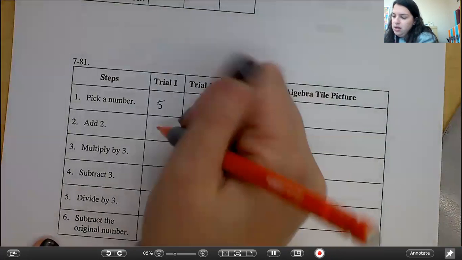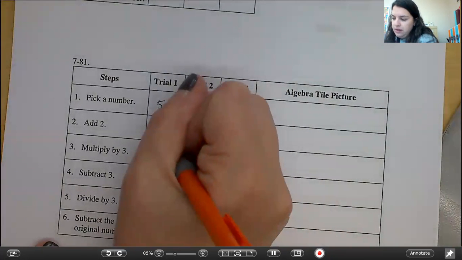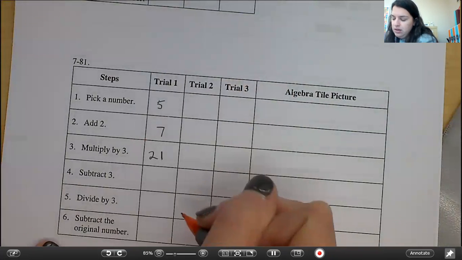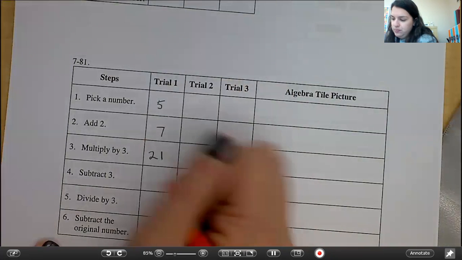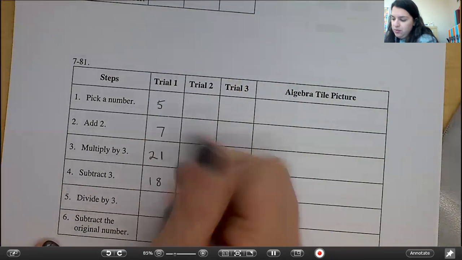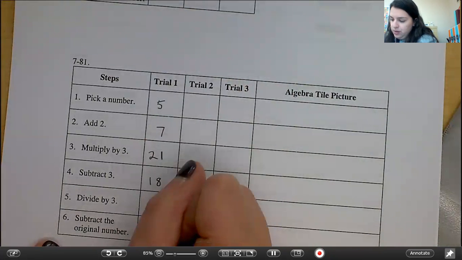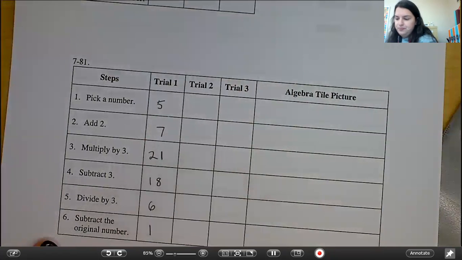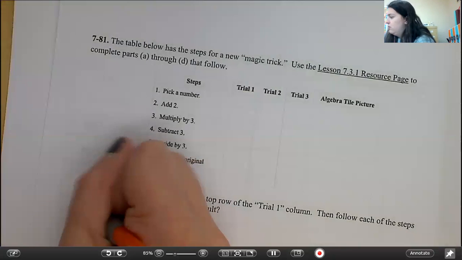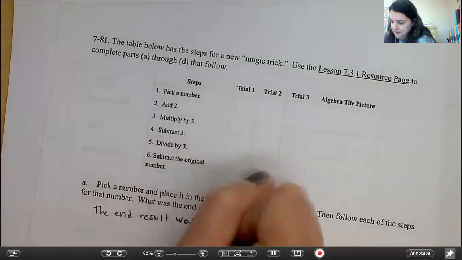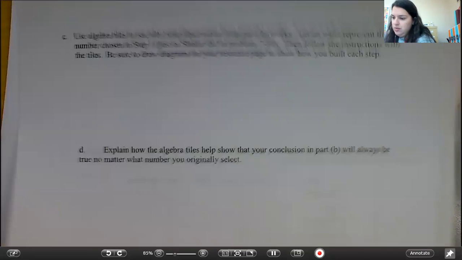Okay. Add 2, 7. Multiply by 3, 21. Subtract 3, 18. Divide by 3 is 6. Subtract the original number, which would give us 1. So when we fill this out, what was the end result? The end result was 1.